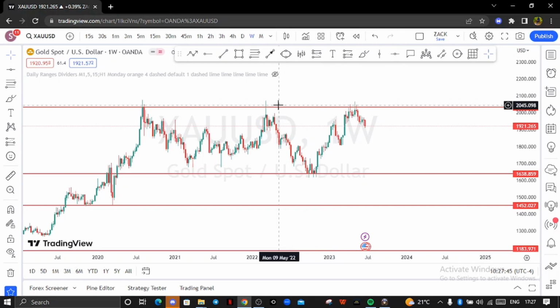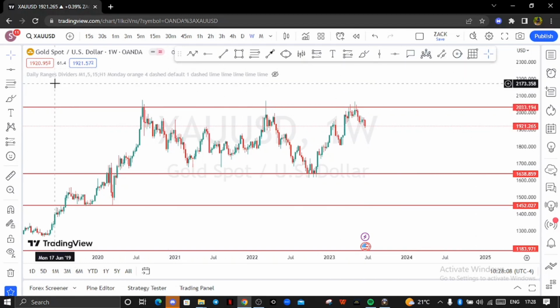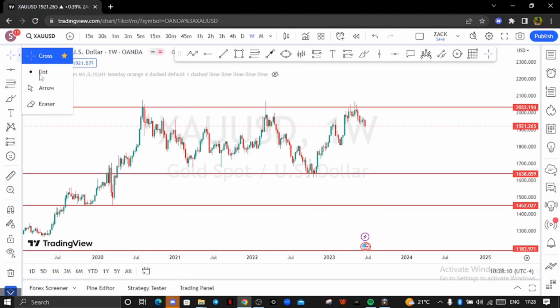So when I look to my left, you can see here at the body close, it was very precise, because if you were aiming for that from this point, you actually knew that at this point the market was most likely to reverse. So yeah, let me go with the crosshair. I normally don't like using it, I like using the arrow.